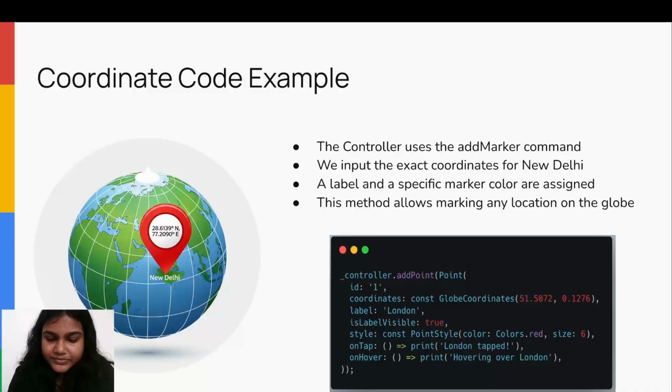For example, in the code, when we define onTap, in a production application, this print statement would be replaced with navigation logic such as opening a detailed view, displaying weather data, or showing photos of that location. The onHover callback allows for desktop-like implementations and interactions that provide feedback when the cursor or focus is over a specific point. This transforms the globe from a passive display into an active interface control.